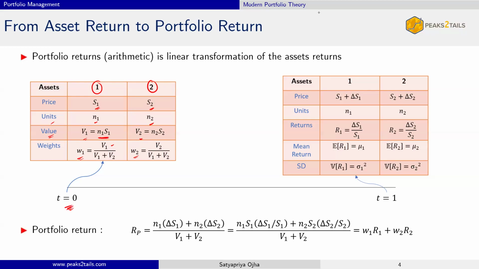Okay. Now, after one period, t equals 1, what would change really? Assuming there is no intraday trading or anything, I'm buying and holding those units. So units are fixed. The only thing that is variable, fluctuating every second, is the price, because price is driven by market forces, demand and supply. So S1, S2 will evolve, go up, go down, I don't know. So at the end of this one period, my prices have shifted by an amount delta S1 and delta S2 respectively. Okay, units are the same.